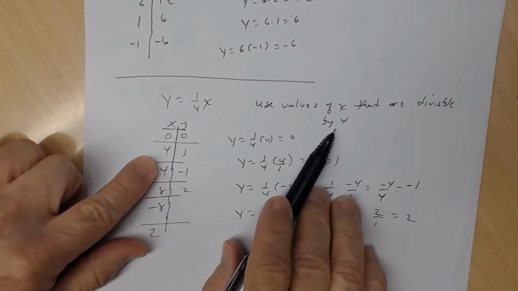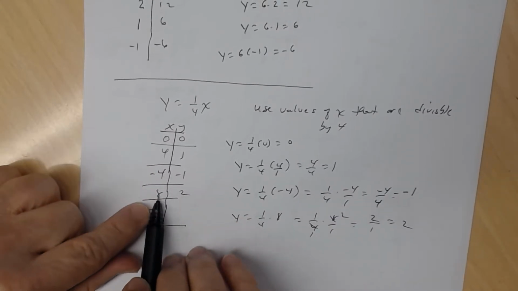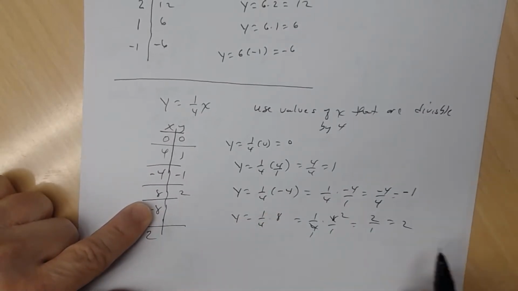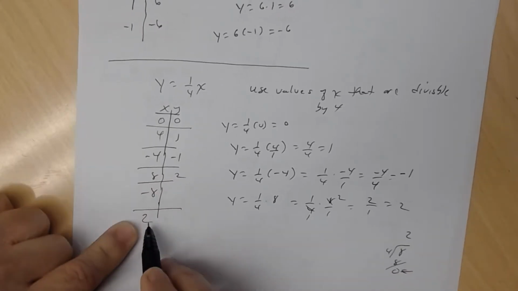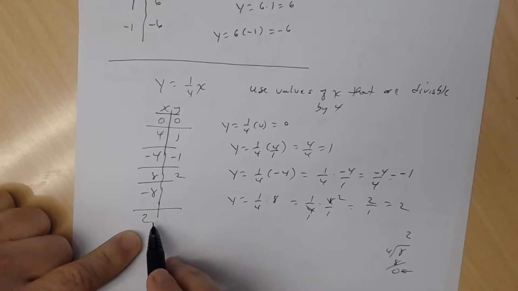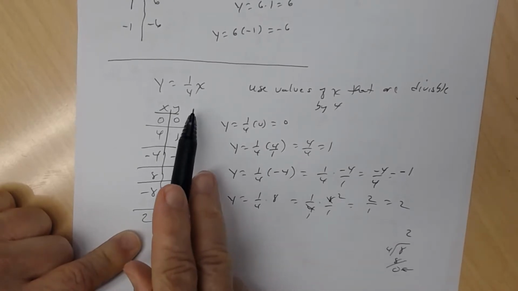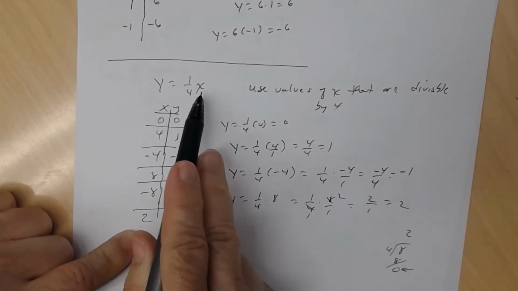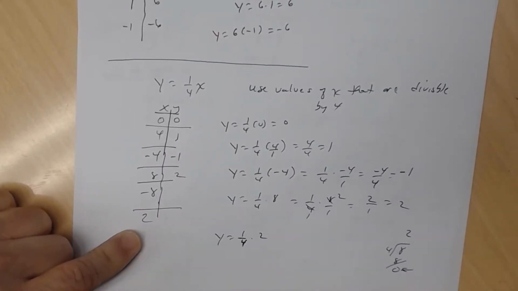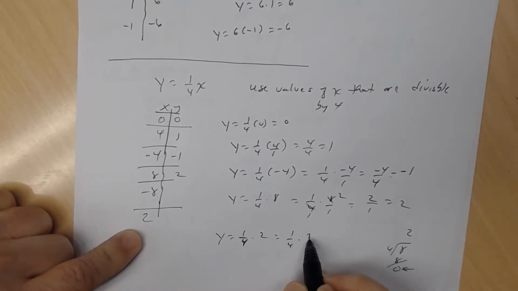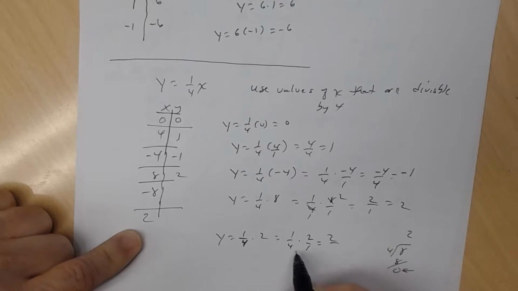4 divided by 4 is 1 with a remainder of 0. 8 divided by 4 is 2. 4 into 8 is 2 with a remainder of 0. You get a remainder of 0. 2 is not divisible by 4, because notice when I substitute 2 into x here, I get y equals 1/4 times 2, and then this becomes 1/4 times 2 over 1. 1 times 2 is 2. 4 times 1 is 4. Reduce, you get 1/2.